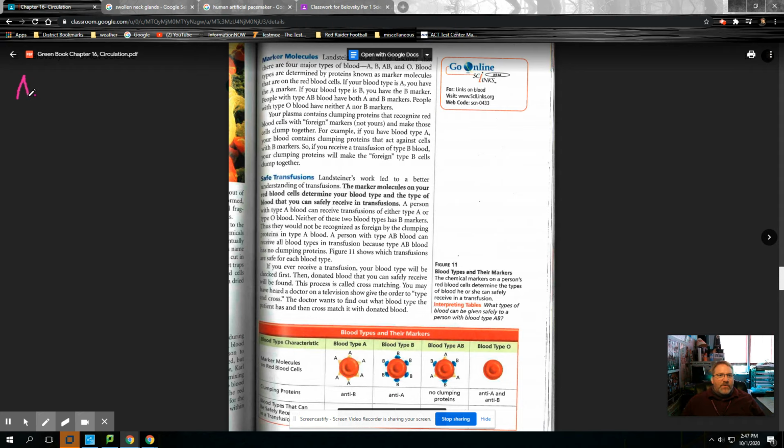You have what is called A blood, you have what is called B blood, you have what is called AB blood, and you have what is called O blood. Okay? Well, let's pretend that what I'm drawing right here is a red blood cell. I'm drawing red blood cells here, and I'm doing it really poorly.